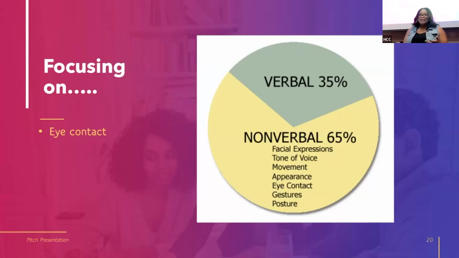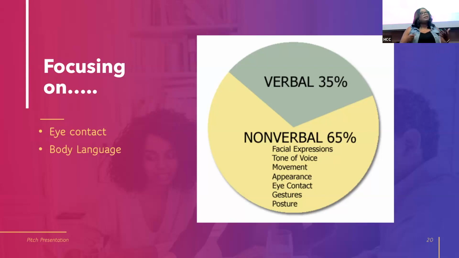So focusing on eye contact, it is very important to establish eye contact with your audience. Whether you are presenting virtually, you want to look into the lens, or in person, you want to scan your audience. Don't make the eye contact awkward and just stare at one person the entire time while you're speaking, because it gets a little uncomfortable and probably will make people uncomfortable. So establish that eye contact and maintain that eye contact.